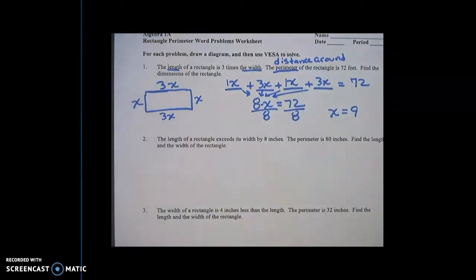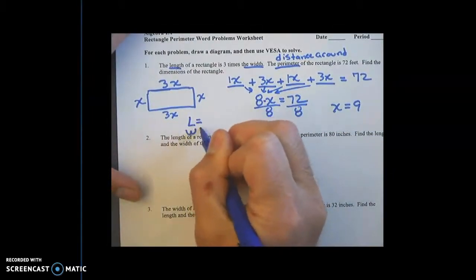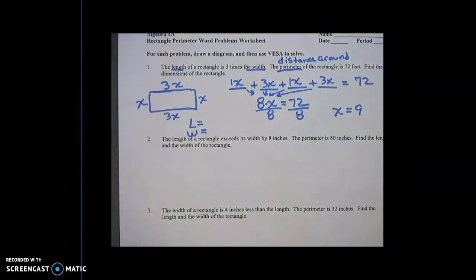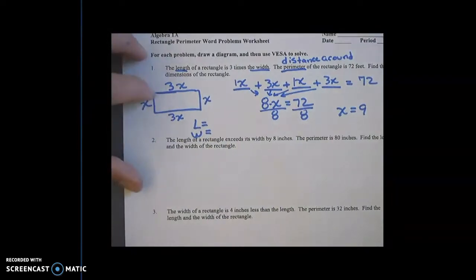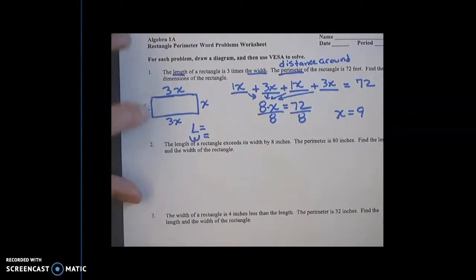Now the problem doesn't ask us what x is equal to. It asks us what the dimensions of the rectangle are. So I've got to go back and say, well, what is the length and what is the width of this rectangle? Now I guess by definition the length is the longer side. So let's start with the width. The width is just x long.